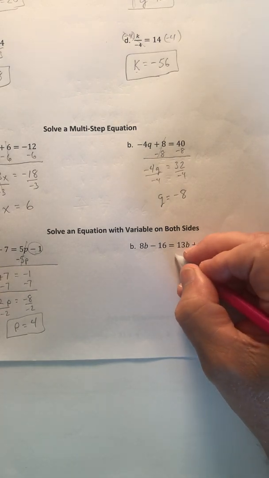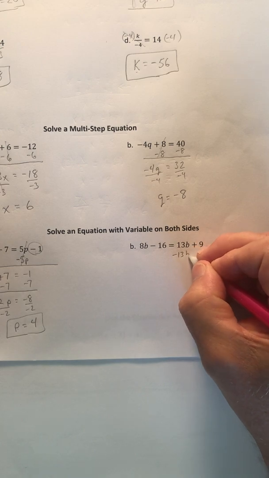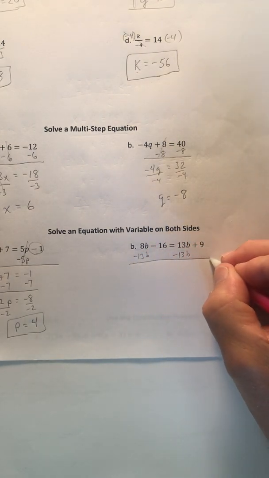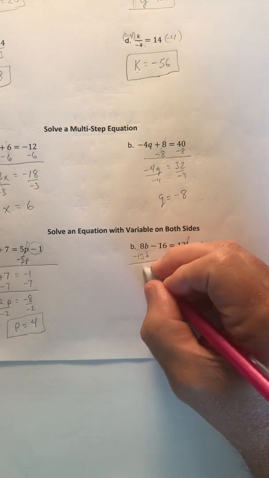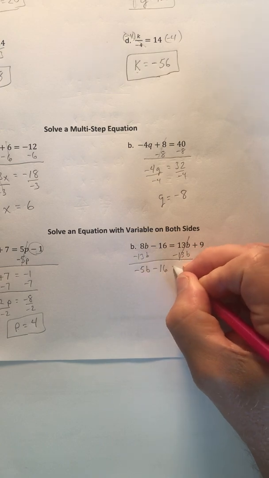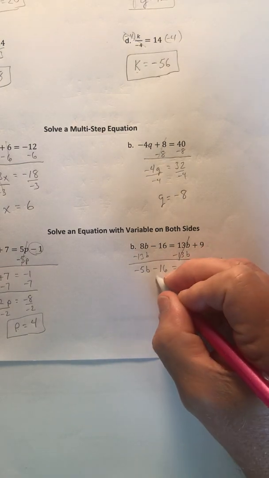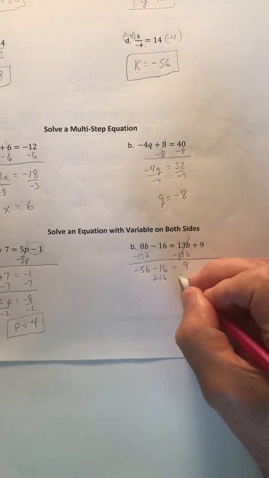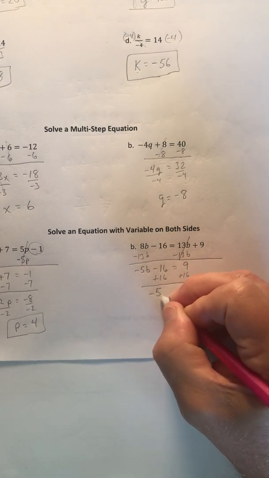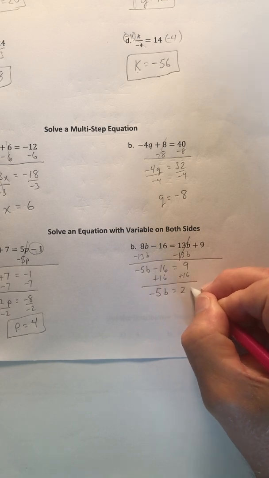All right. B. We have 8b minus 16 equals 13b plus 9. Again, I'm going to move this over. So I'm going to subtract 13b. Subtract 13b. They cancel out. This gives me a negative 5b minus 16 equals 9. So now I'm going to add 16. And I get negative 5b equals 25.